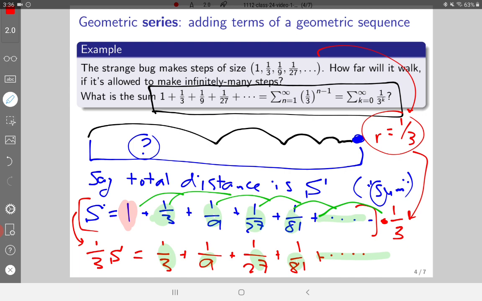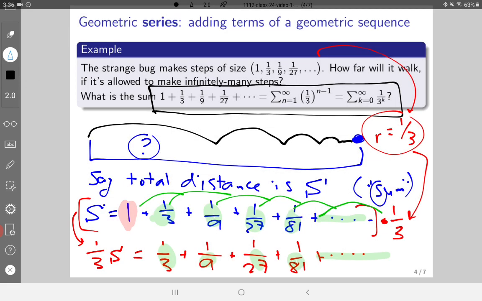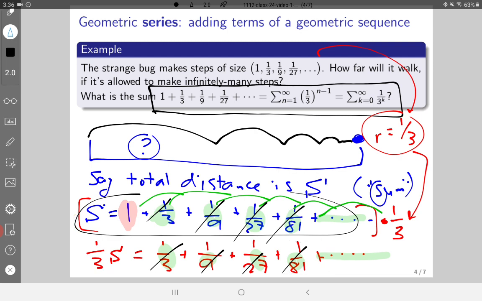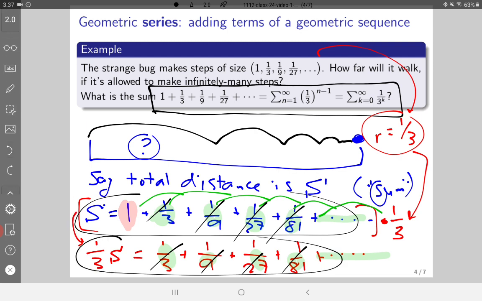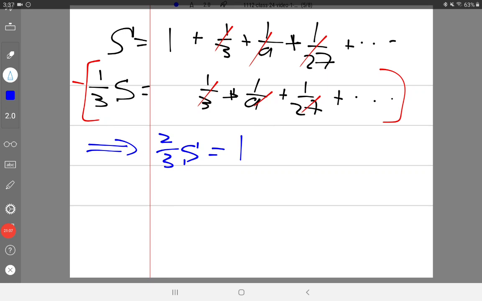So what I'm about to do, and I'm going to open a new page on the next slide here to continue, is I'm going to subtract the second line down here from the first line. I'm going to take the whole second row and subtract it away from the top row. The reason I'm doing that is all of these terms are going to cancel out, and I'm going to be left with just the 1 in the top line after I subtract everything else. And there's all the magic happening.